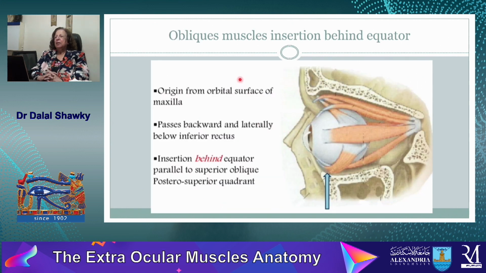The oblique muscles are inserted behind the equator. As we see from this photo, the part of the superior oblique muscle, reflected from the trochlea till the insertion, is parallel to the inferior oblique muscle from origin to insertion. But one is above the globe and one is below the globe. This one is inserted in the posterolateral quadrant and the inferior oblique also in the posterolateral quadrant.